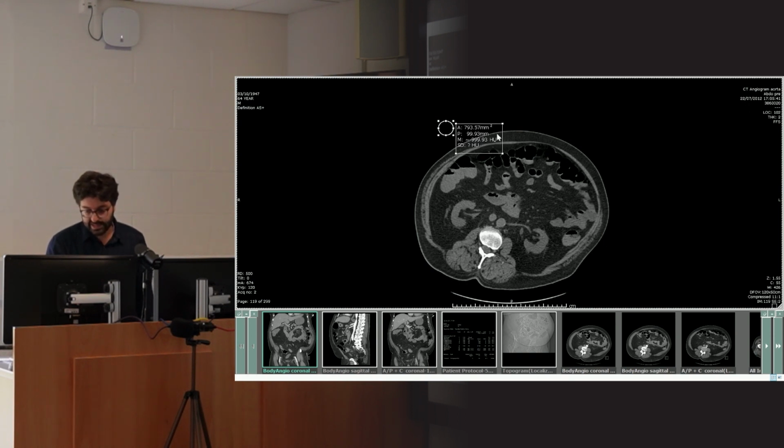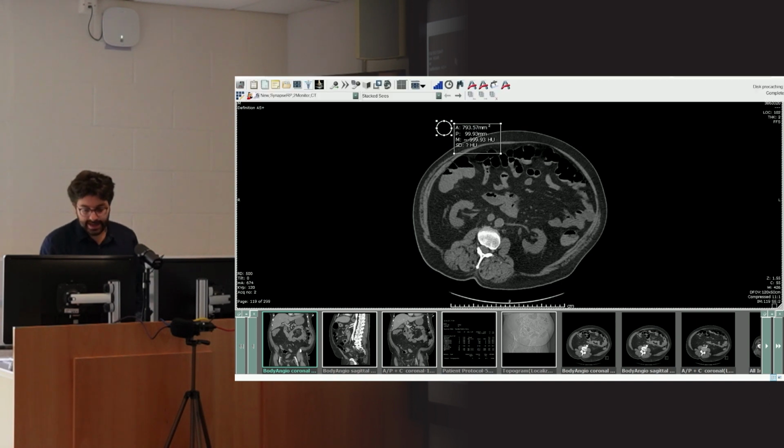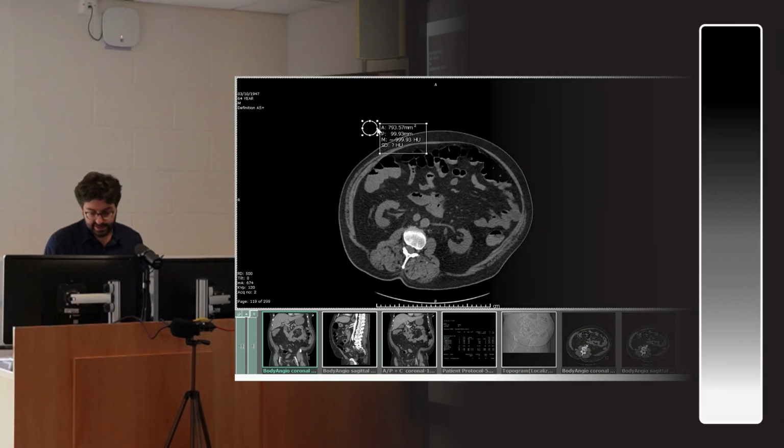So here you can see HU is Hounsfield unit, M is mean. The mean Hounsfield unit value here is minus 999, and that's because air is around about minus 1,000 Hounsfield units. Now, this is a really useful thing to understand because it helps you to understand what kind of tissues you're looking at. So the first thing you need to understand is Hounsfield unit values.